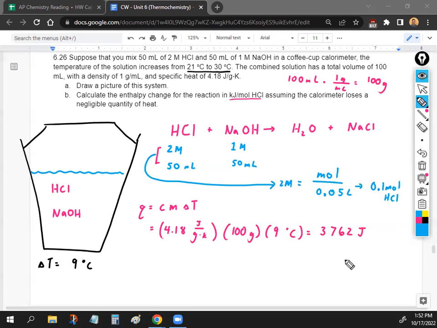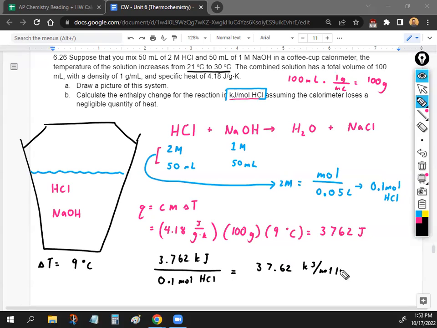Okay. So far, so good. So now we have everything that we need in order to find the enthalpy change of the reaction per kilojoules per mole of HCl. We got joules here, so let's convert that to kilojoules. That'll be 3.762 kilojoules divided by the moles that we use in the reaction, 0.1 moles of HCl. And then that will give us our final answer of 37.62 kilojoules per mole of HCl. There you go. That's your final answer.